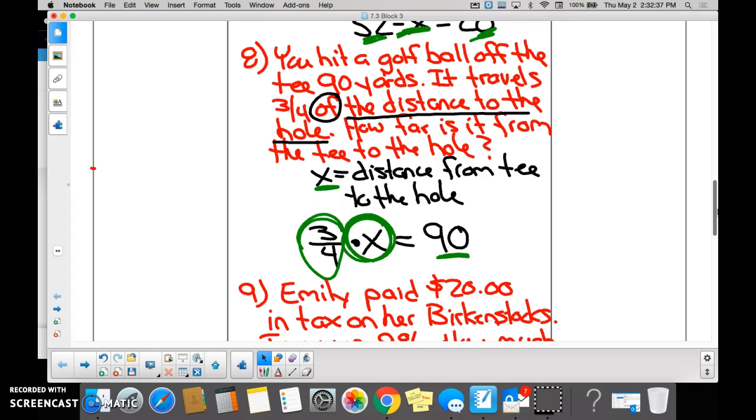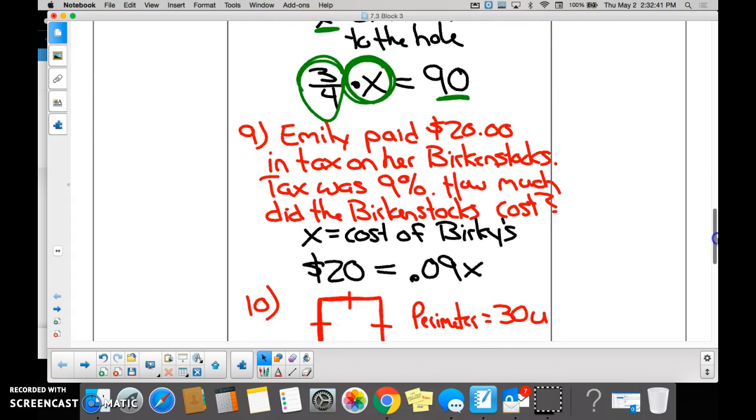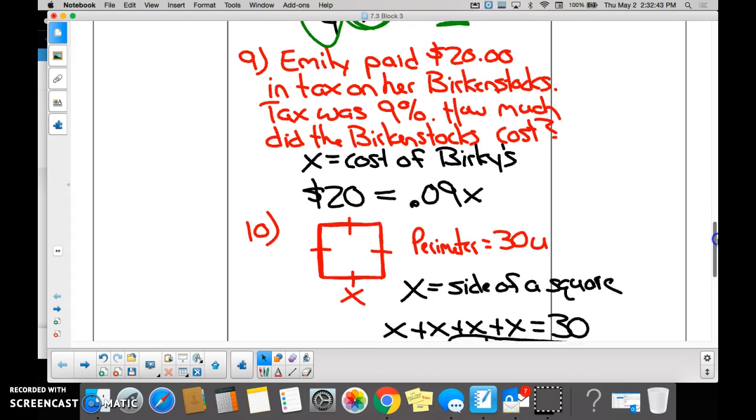And then remember Emily buying Birkenstocks, or getting them for her birthday? We know she paid $20. We know that the tax on the Birkenstocks was $20. We want to know how much the Birkenstocks cost. So what do we assign the variable? The cost of the Birkies. The Birkies cost, we don't know, but we do know that we paid 9% tax on them, which turned out to be $20.